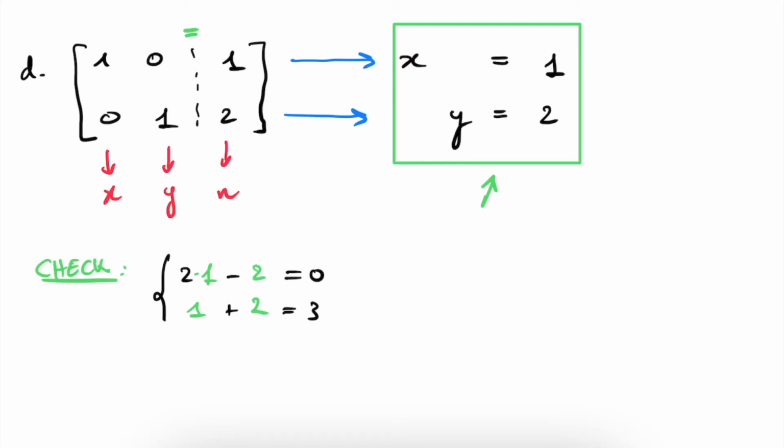And let's see if our equations are indeed right. On this side, we have 2 minus 2, which is indeed 0. So that's correct. On this side, we have 1 plus 2, which is indeed equal to 3. So that's also correct. So we didn't make any mistakes. And we know that this solution is indeed the correct solution.